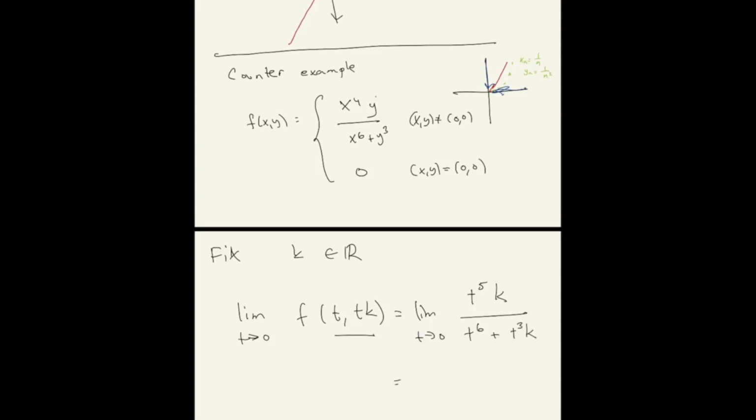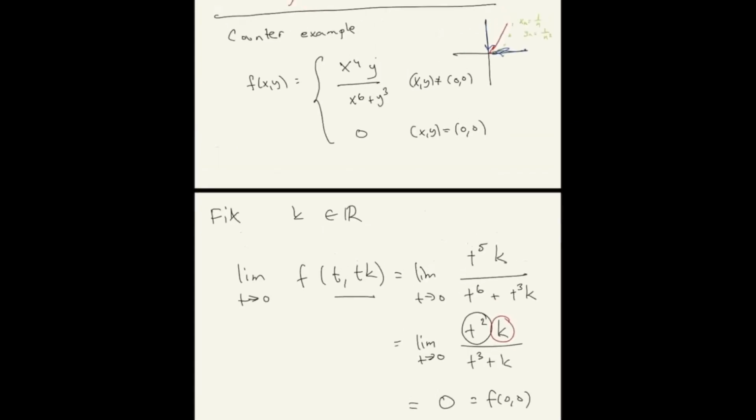Well, we take out a factor of t cubed from everything. So we are left with t squared times k over t cubed plus k. So when we send t to 0, this factor goes to 0. There's one small case: when k is equal to 0, you're already 0. And when k is not equal to 0, either way, this thing will go to 0. So this limit is always equal to 0, which was equal to the function value.